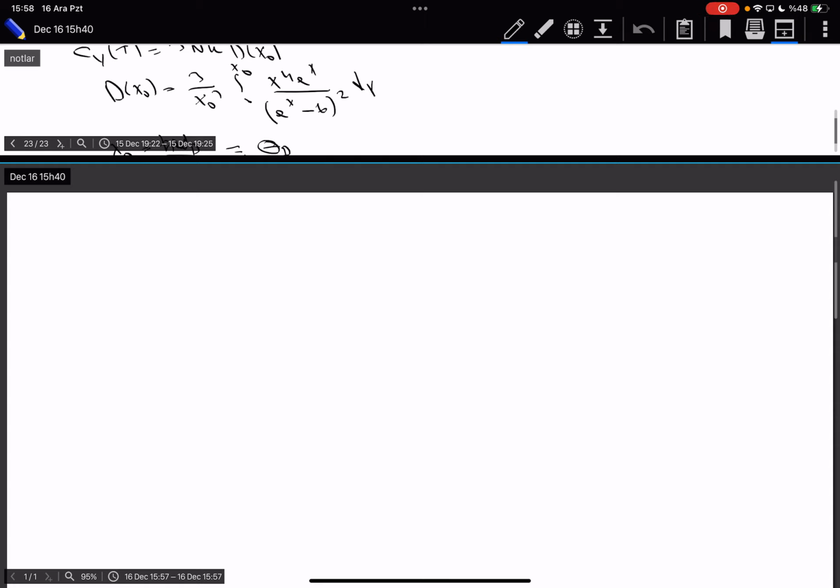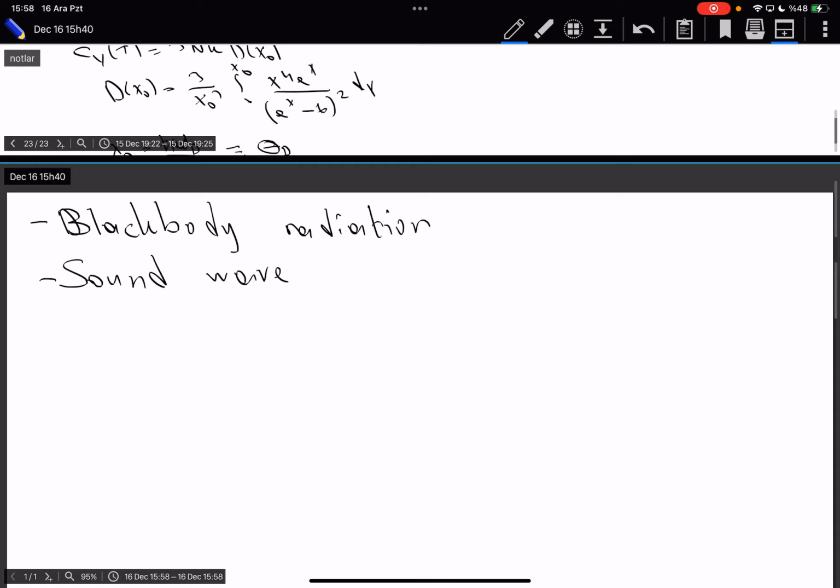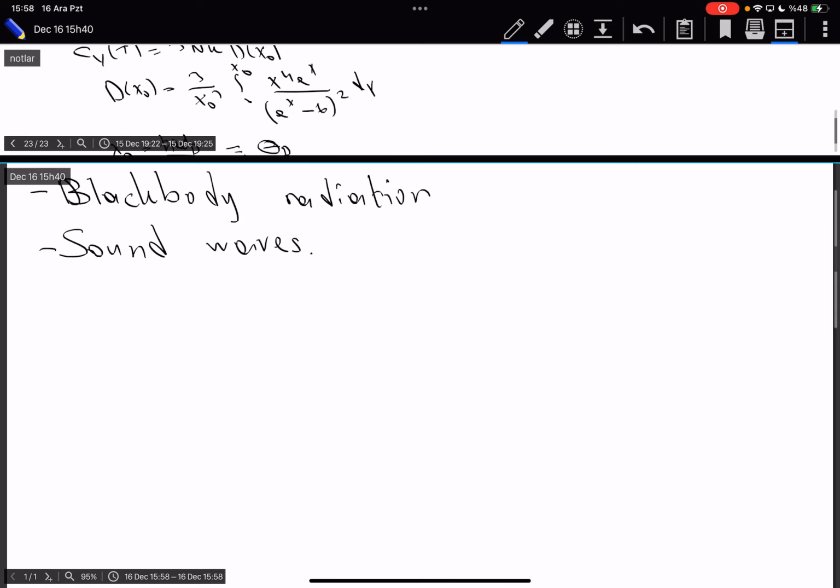Okay, so today I would like to discuss two topics. We have the black body radiation and sound waves. So let's start with the black body radiation. And since you have your exam, let's reverse the roles. You tell me what to do.